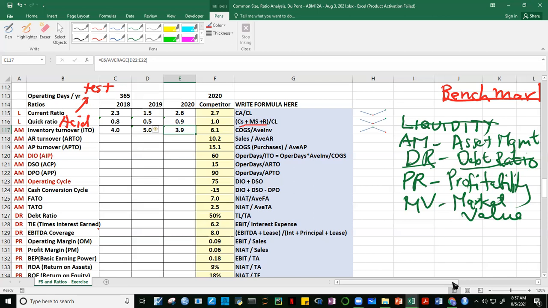Okay, so these ratios, guys, are very important. They provide vital information that should help the company, that should help management analyze why these things are such. Metric yan, 3.9 versus 6.1. And numbers don't lie. So there's a glaring difference between how the competitor does things and how our company is doing things.